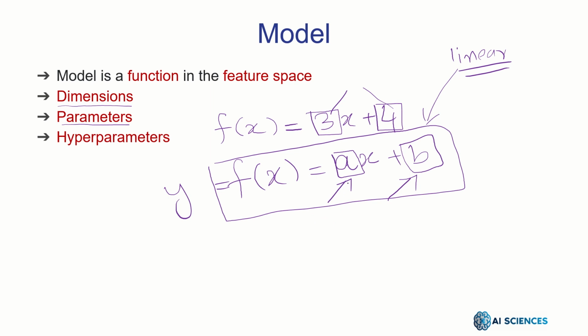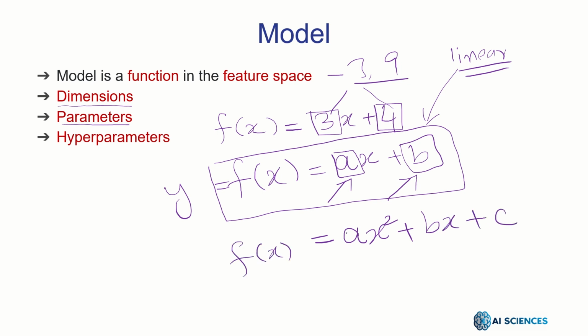They all vary with the parameter values. For parameters 3 and 4, that's one linear function. For parameters -3 and 9, that's another linear function, and so on. But that depends upon believing that the relationship is linear. If the relationship is a 2-degree polynomial, then the shape might be ax squared plus bx plus c. Even among 2-degree polynomials, there are infinitely many, depending upon which parameters are the best. Now, one thing is to select the model class.